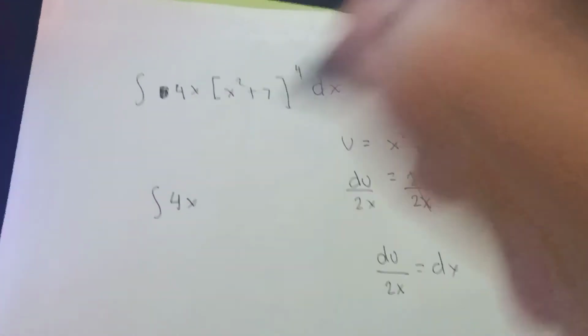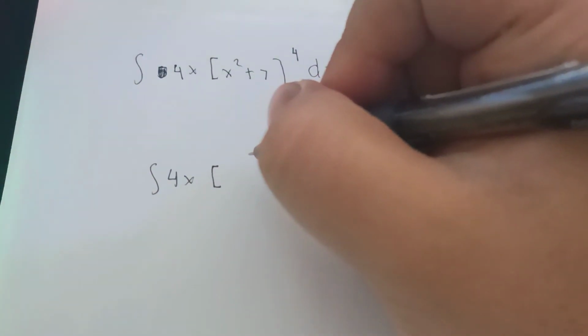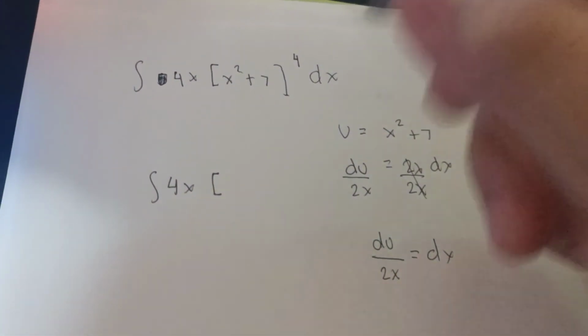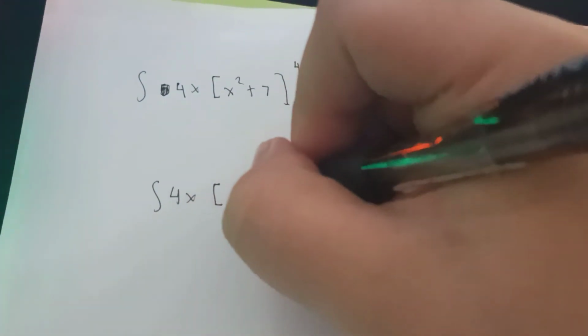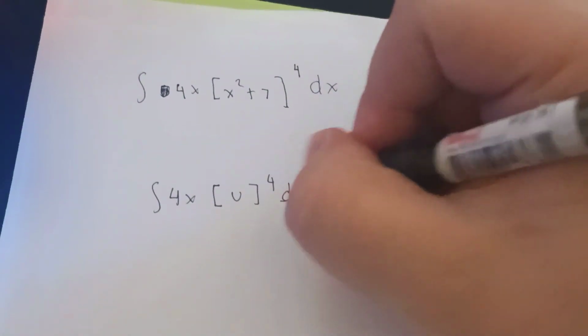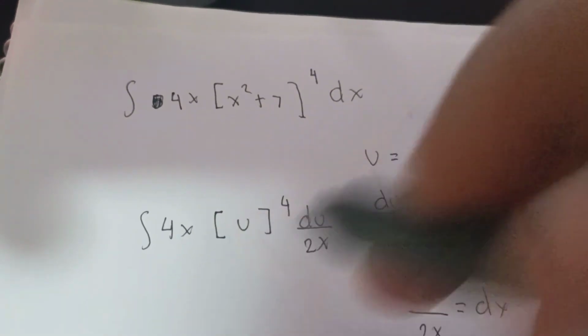Then we just bring down the 4x here. And then instead of x squared plus 7, it will become u to the 4th, and du over 2x. So we're gonna divide this one by 2, making it 2. We just isolate it for now. u to the 4th.